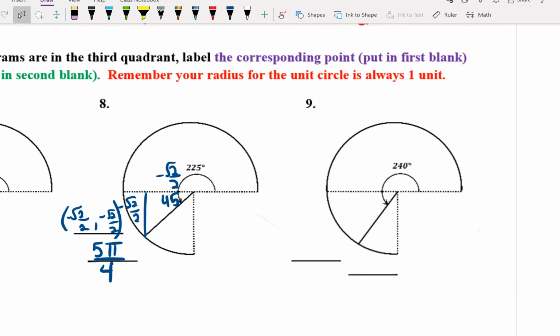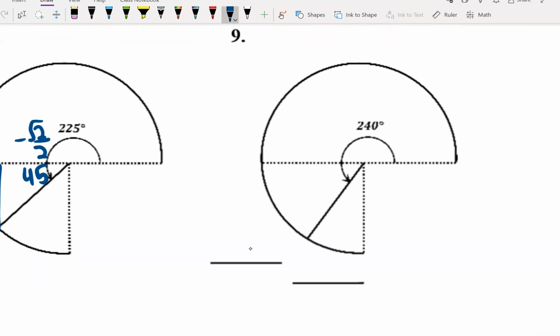All right, last one in this quadrant. 240 is 60 degrees past 180. So our reference angle is 60. Our radius is always 1. To get from long side to short side, we divide by 2, but this is going to be negative because we're going to the left. And then to get from short side to medium side, multiply by root 3, again going to be negative because we're going down. Our x coordinate is -1/2. Our y coordinate is -√3/2.